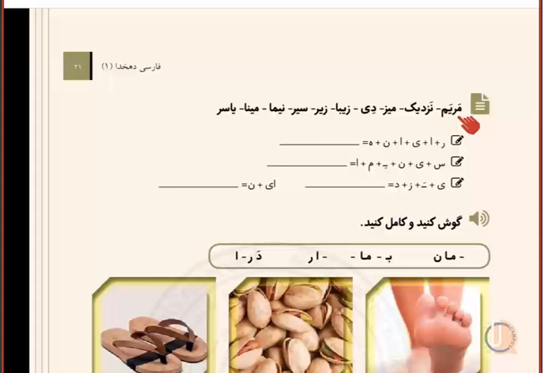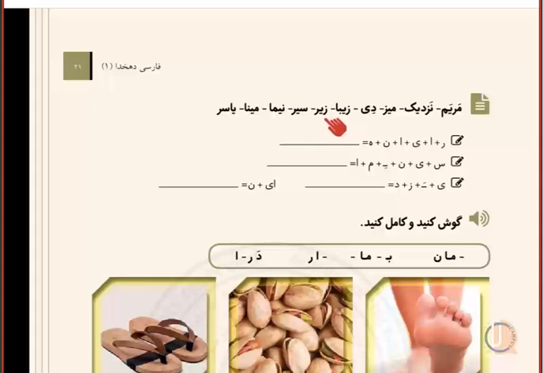Maryam. Repeat. Maryam. Next one. Nazdik, that is near. Nazdik. Miz, table. Miz, or also desk. Day, it's one of the months in the Persian calendar. Day. Ziba, beautiful, pretty. Ziba.